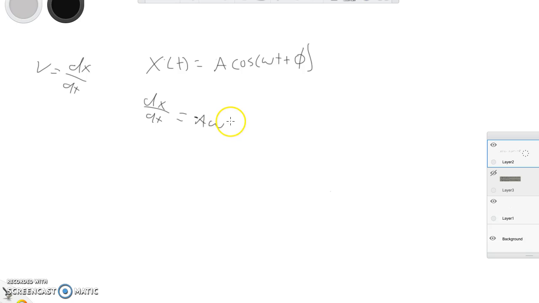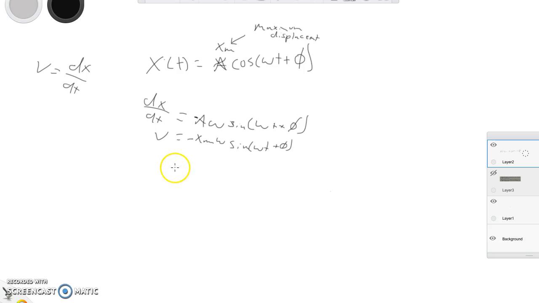So negative A times omega times sine of omega t plus phi. Okay? And we're actually going to start writing, instead of A, we're going to start writing x sub m, representing the maximum displacement. All right, this is just another way of saying amplitude. Which means that this right here would be negative x sub m omega sine omega t plus phi. Okay, and that would be equal to our velocity equation.